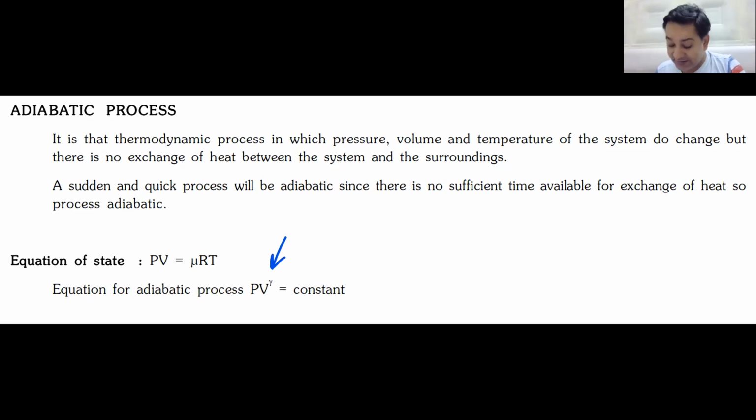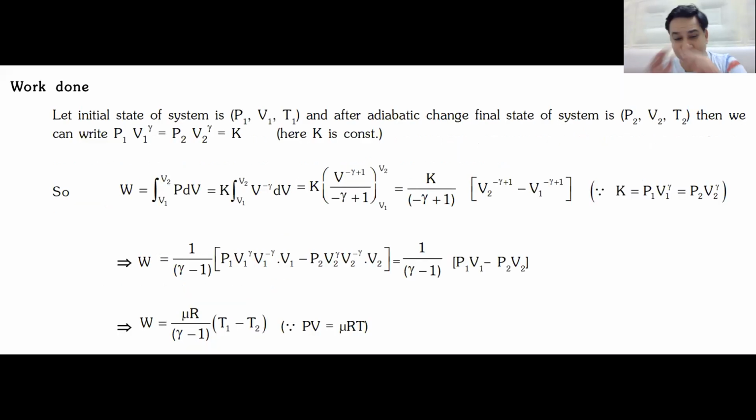Delta Q is 0. Here, no amount of heat is given or lost. That means the process has to take place very, very fast. Yes or no? Yes, sir. And the process must take place in a perfectly insulating vessel. Yes or no? Yes, sir. This is the reverse of an isothermal process. Yes or no? Yes, sir.